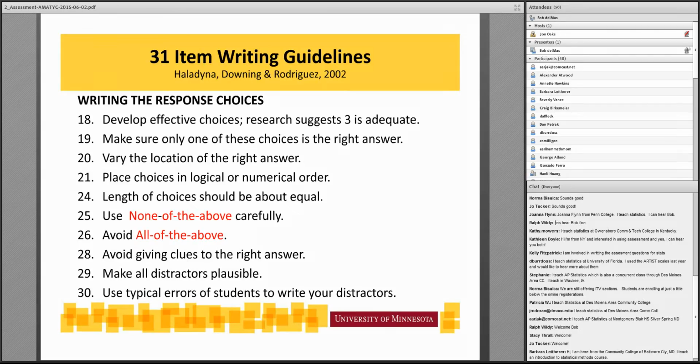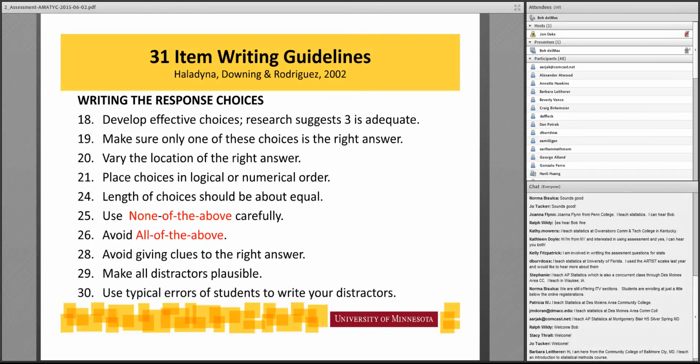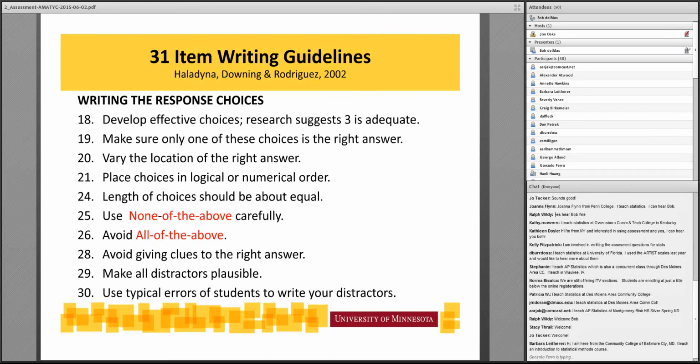So there's a lot of support for these guidelines. And that number 18, develop effective choices, and that research suggests 3 is adequate. I really want to emphasize that. If you go and read the article, you'll see that what they're talking about is a lot of times there's a correct response, and at best you can come up with 1 or 2 more alternative response choices that really get at important misunderstandings or misconceptions. And then beyond that, it can be difficult to come up with a meaningful distractor or a meaningful alternative or a response that really tells you something about what the student is thinking or not understanding.